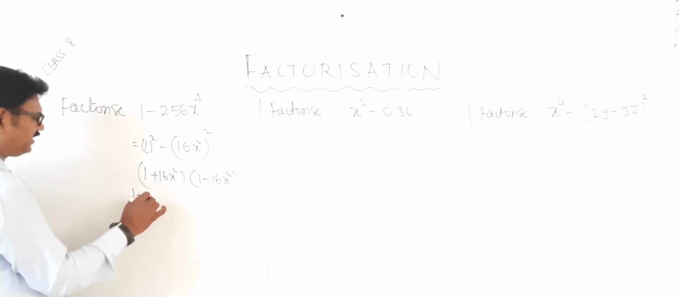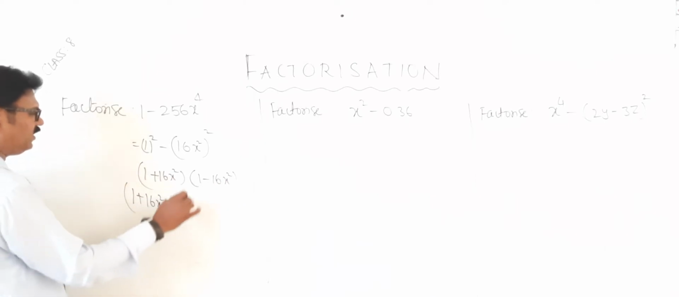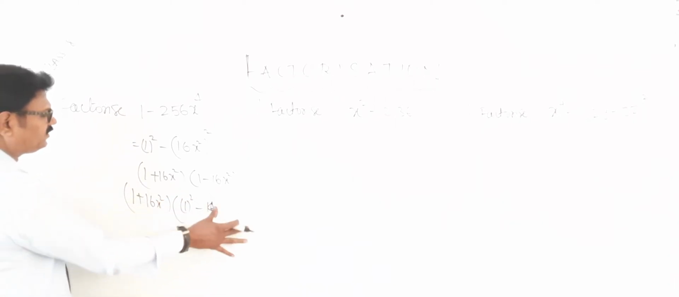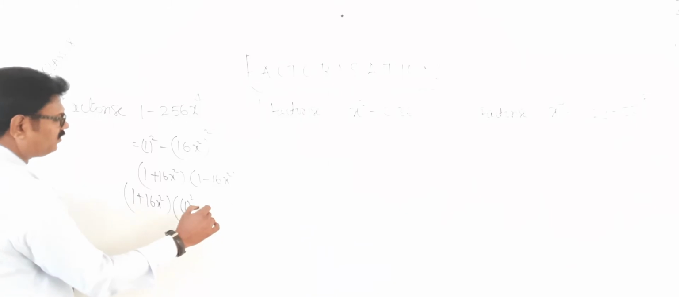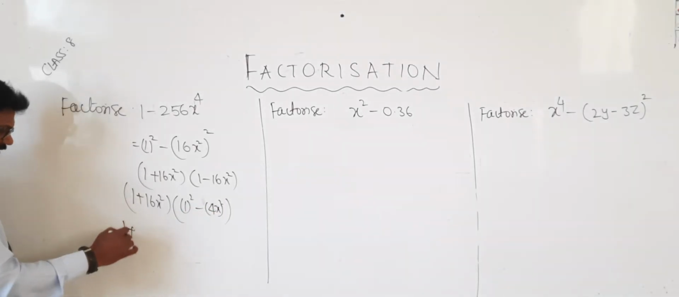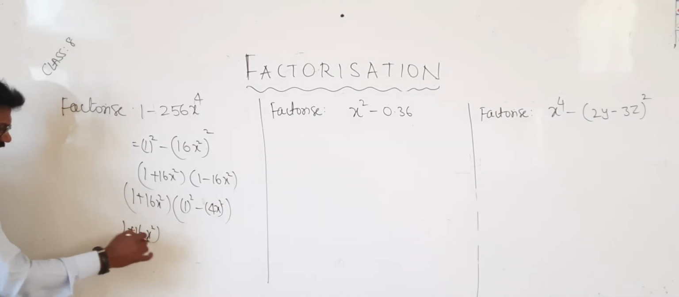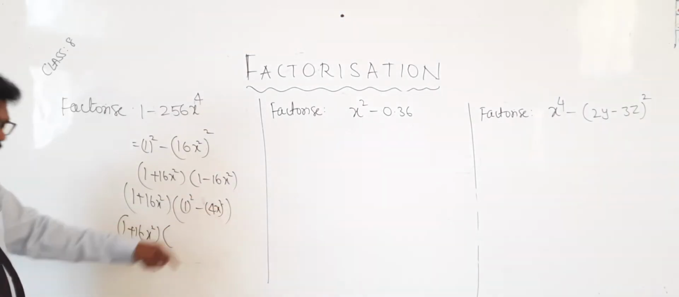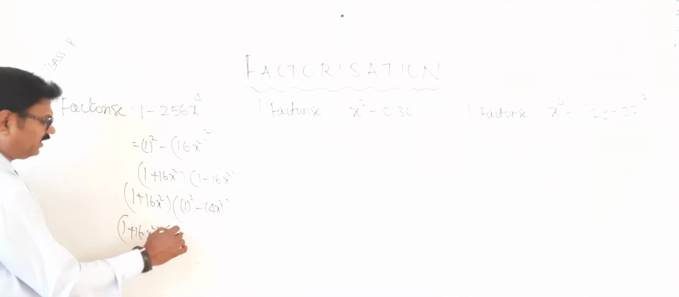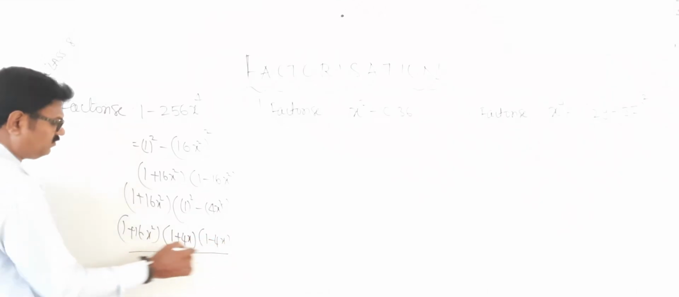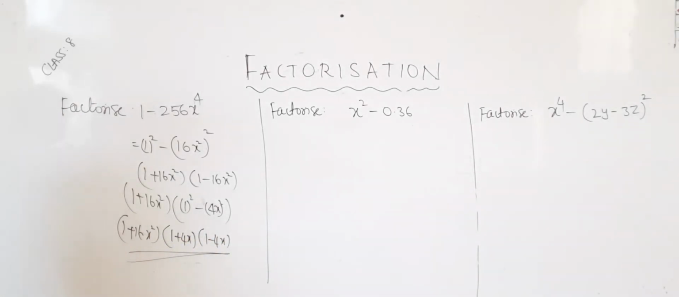1 plus 16x squared, there is no problem. Now 1 minus 16x squared can be written as 1 squared minus (4x) whole squared. How much? (4x) the whole squared. Therefore, 1 plus 16x squared into a squared minus b squared, therefore (1 plus 4x) into (1 minus 4x). Did you understand? Okay, like this.